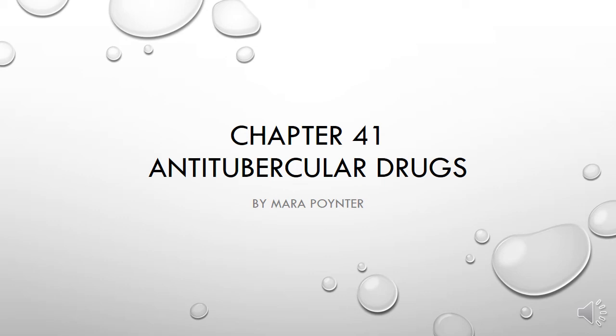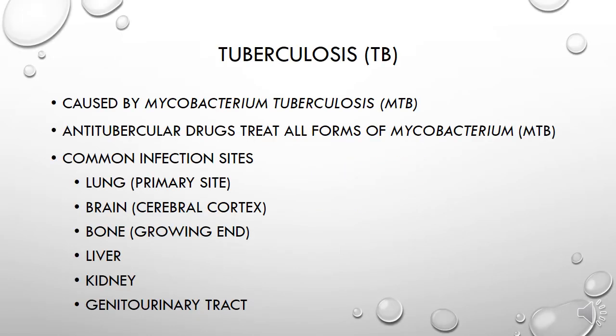Okay, we're going to do Chapter 41, Anti-Tubercular Drugs. Talk about that as tuberculosis or TB. It's caused by Mycobacterium tuberculosis, is the bug we're talking about here. Anti-tubercular drugs treat all forms of Mycobacterium. We find this most commonly in the lungs, which are considered the primary site for TB, but we can also see TB activity in the brain, bone, liver, kidneys, and the GU tract.